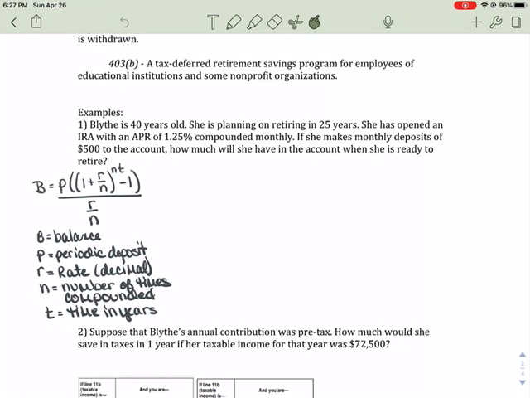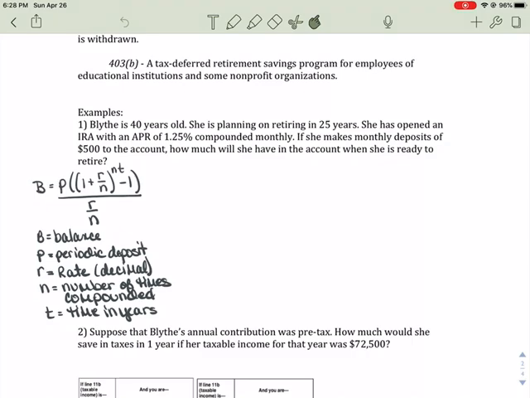So we have Lilith here, who is 40 years old and she's planning to retire in 25 years. She opened an IRA with an annual percentage rate of 1.25% compounded monthly. If she makes monthly deposits of $500 into the account, how much will she have in the account when she's ready to retire?